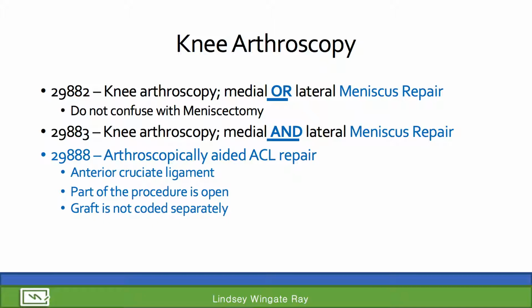29888 is a very common procedure. 29888 is an arthroscopically aided ACL repair. The ACL stands for anterior cruciate ligament. Part of this procedure is performed open. That's why the code descriptor says arthroscopically aided. The graft harvested in this procedure is included in the code and not coded separately.